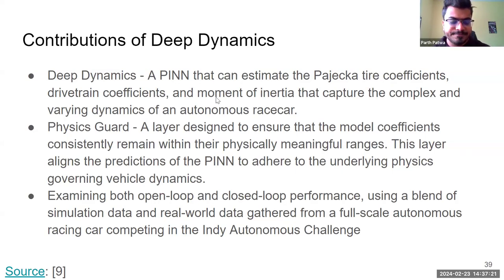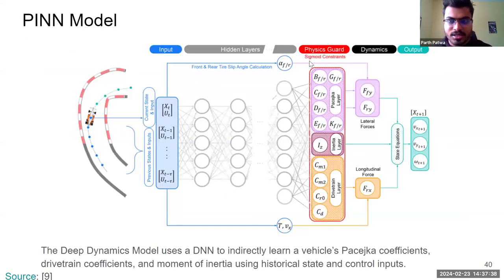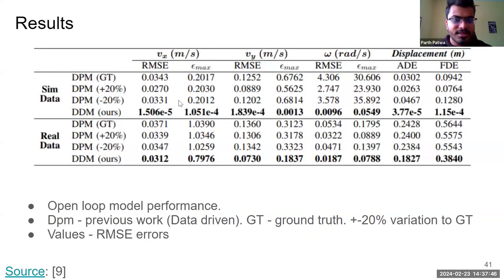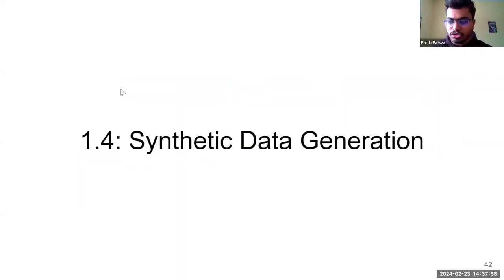where they take a previous pure deep learning method, and then they introduce some physics guards to ensure that some constraints, some basic sanity checks, are satisfied. And then again, they have this physics guard, which ensures that the prediction is within an acceptable range, and they get errors with the physics-inspired model that are much lower than other state-of-the-art models. So that was about autonomous vehicles.